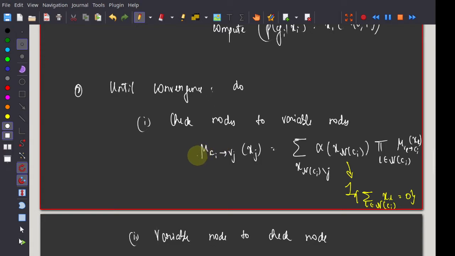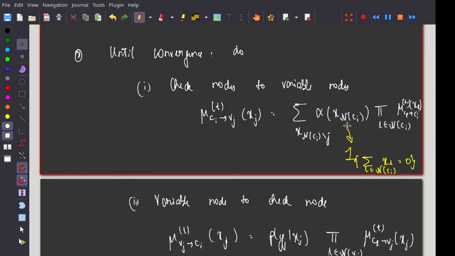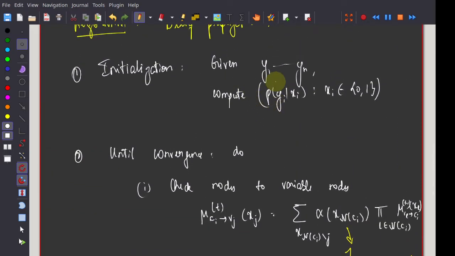So just to denote that this is an iterative algorithm, let me indicate this with respect to time. In the tth iteration, you do the following. You first update the messages from check nodes to variable nodes. So this depends on what is sent at iteration t minus 1. Initially, you initialize all the messages.